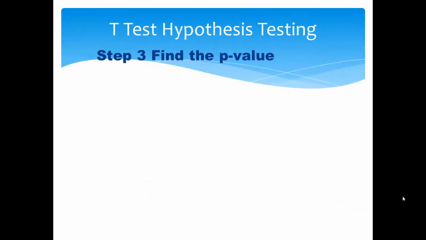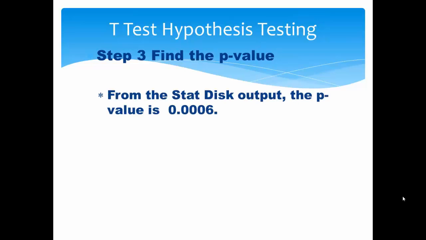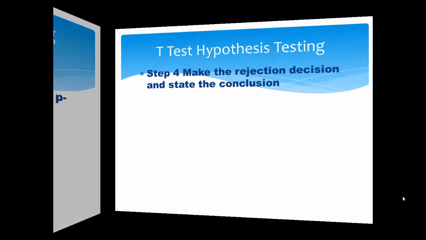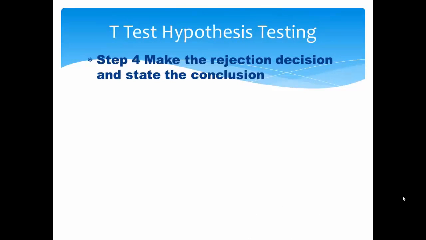So now we're down to step 3, which is find the p-value. Now, that was given to us on our output from StatDisk, and the p-value was 0.0006. So now we're going to use that in our decision to reject the null hypothesis or not. So that's step number 4. Make the rejection decision and state the conclusion.